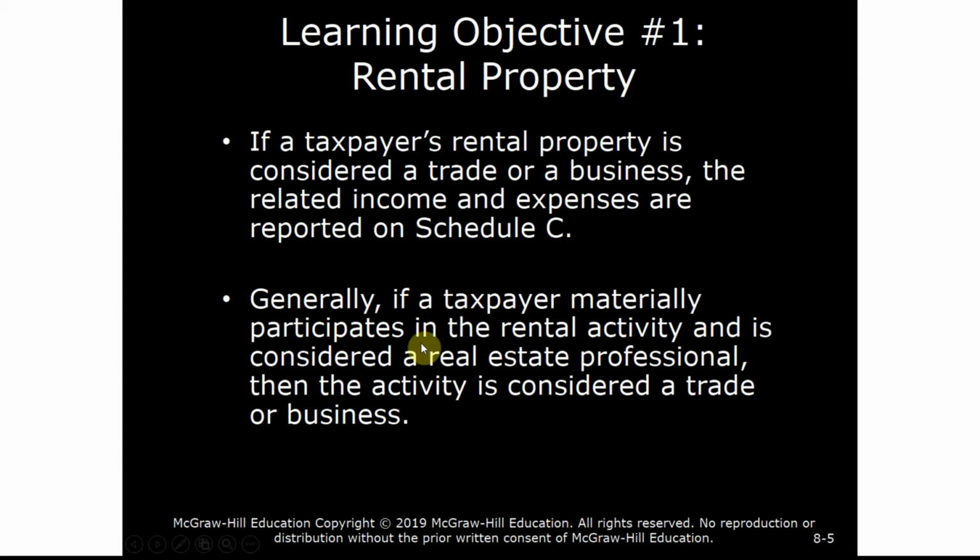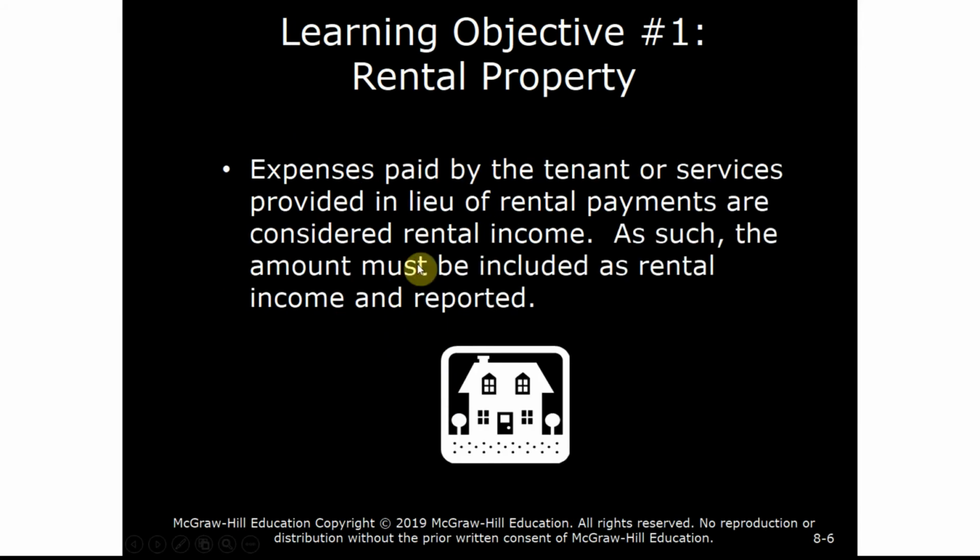As I said earlier, if the taxpayer materially participates in the rental property, if they're a real estate professional, then that's a regular business, so that would be on Schedule C. What we're talking about in this chapter are Schedule E rentals, where the rental of a duplex, for example, or an apartment building is not part of the taxpayer's major income stream, but rather something they do on the side. And then, of course, the income is on Schedule E.